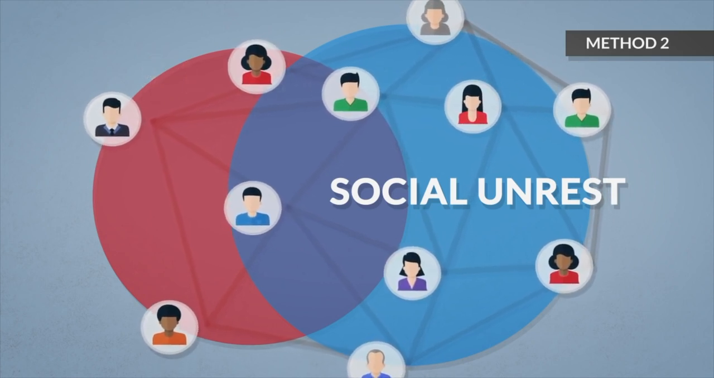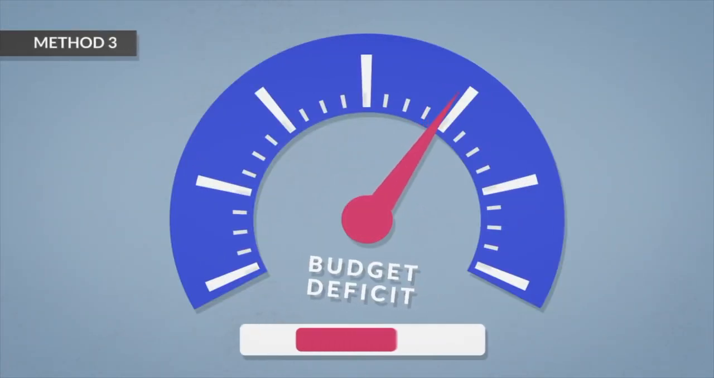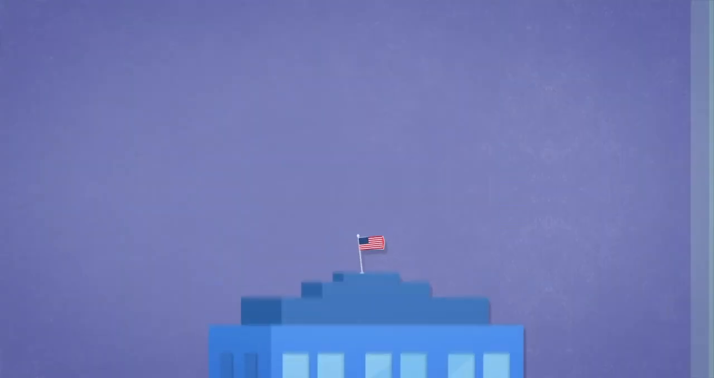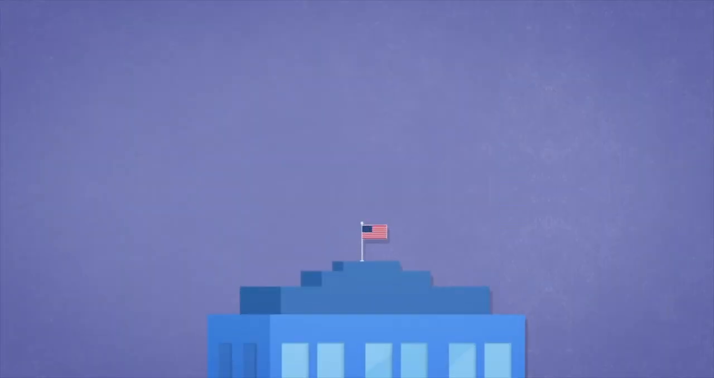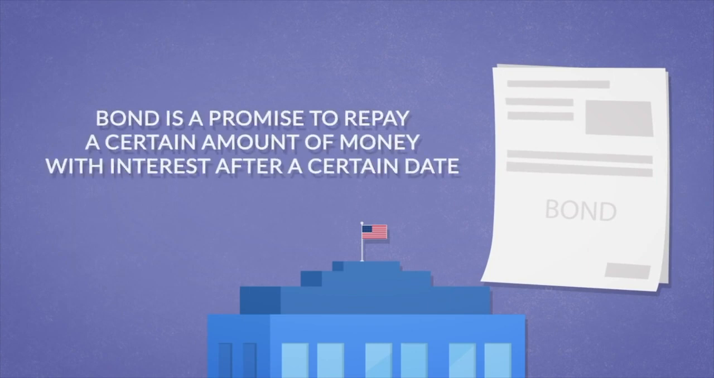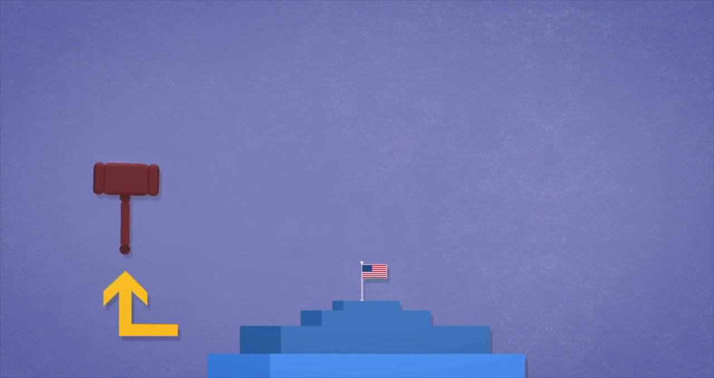However, there is another option. The government may increase the budget deficit and thus finance current expenditures at the cost of increasing debt. The US Treasury can issue securities like government bonds. Simply put, a bond is a promise to repay a certain amount of money with interest after a certain date. It constitutes a debt obligation. The government bonds are sold to financial institutions at auction. By itself, issuing bonds doesn't necessarily lead to money creation.